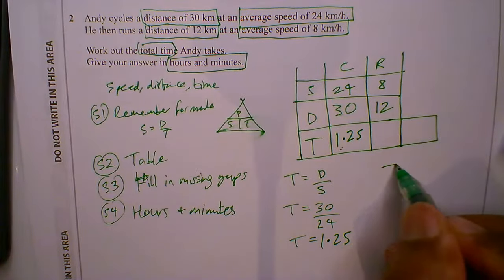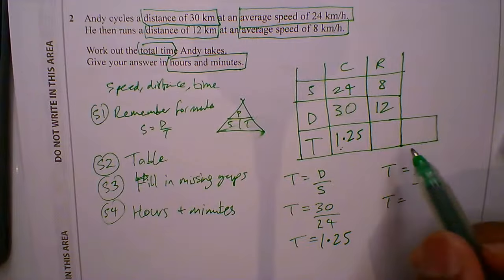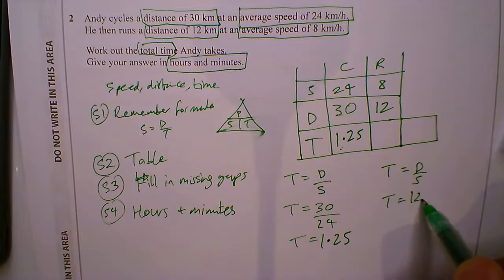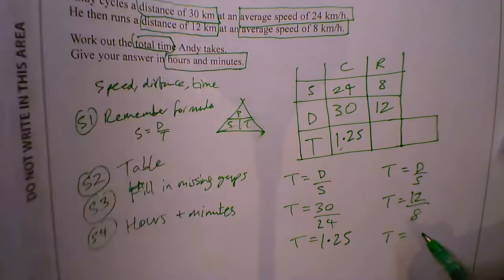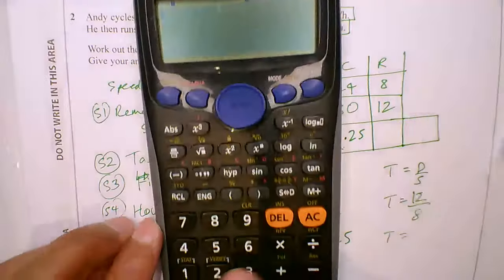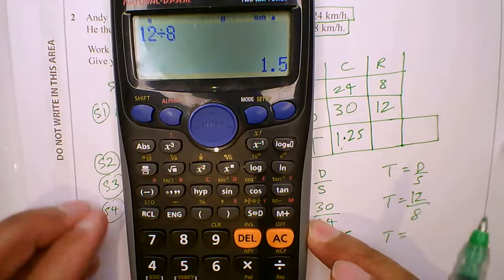And then the next one, time equals distance divided by speed. So I've got distance is 12 divided by 8. So I can put that into my calculator as well. 12 divided by 8 gives me 1.5.